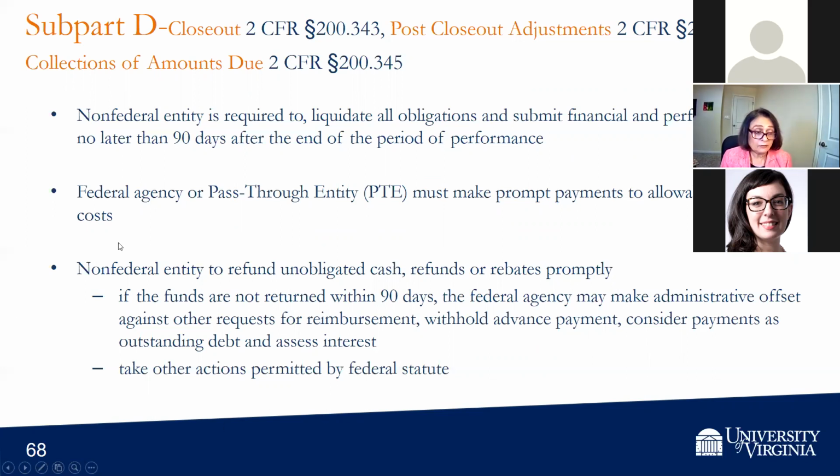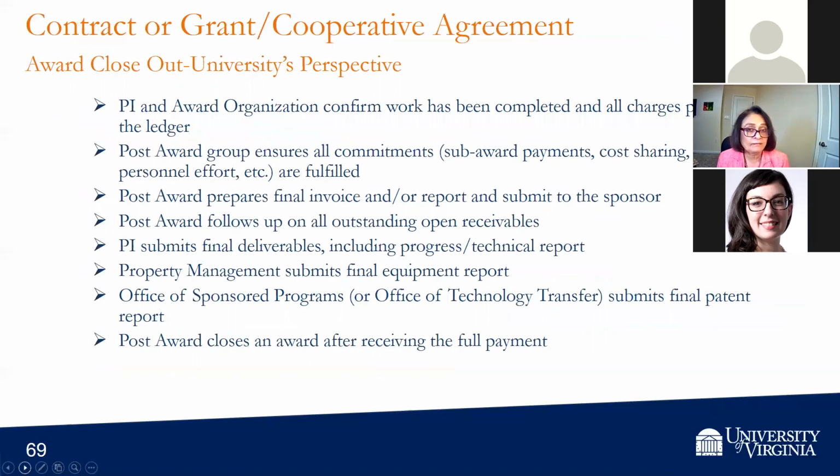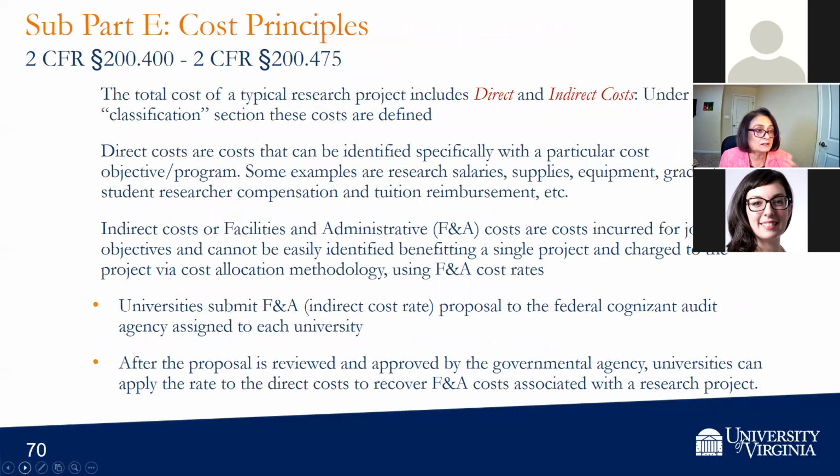And then we have to refund any unobligated cash, refunds or rebates promptly. We cannot hold on to money that belongs to the federal government. So from our perspective, we work with the departments. We notify them 90 days before an award ends, and then again 60 or 65 days after an award ends, and then we finalize the numbers and we report to the agency.